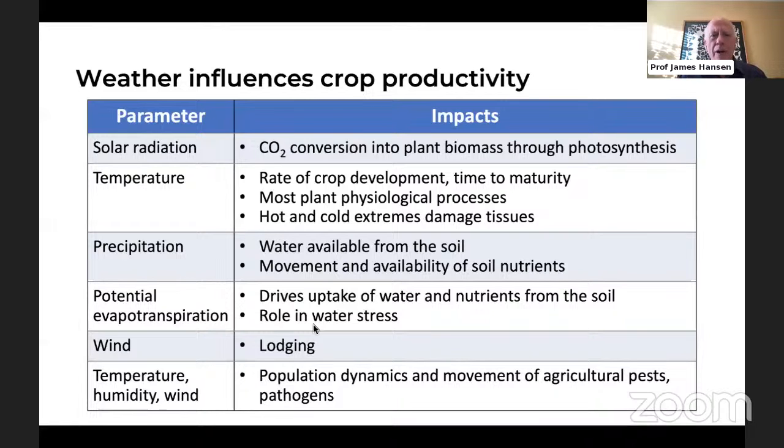Temperature drives the rate of crop development, the time to maturity, but temperature also drives the rate of most plant physiological processes. When temperatures get too high or too hot or too cold, those extremes can damage plant tissues and reduce growth, productivity.